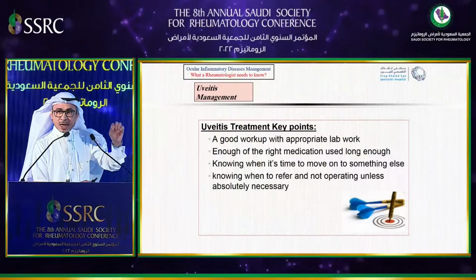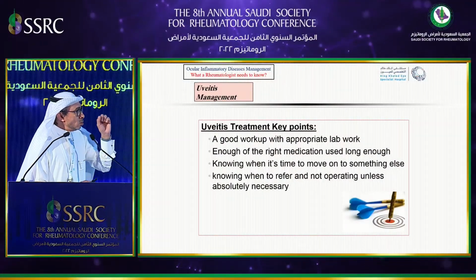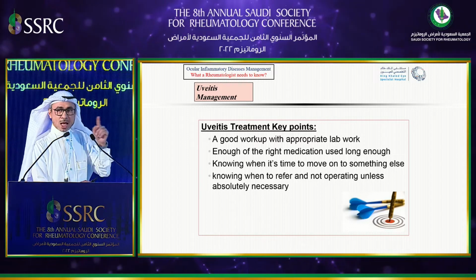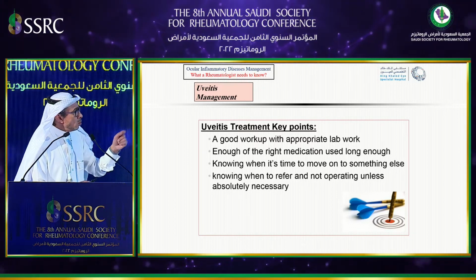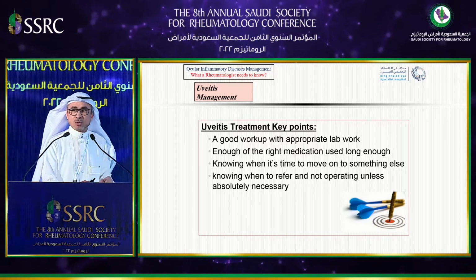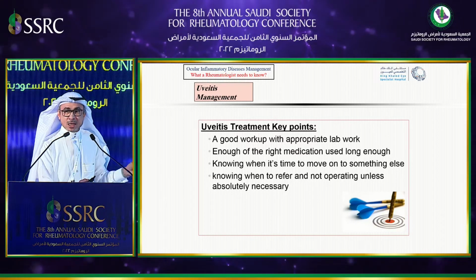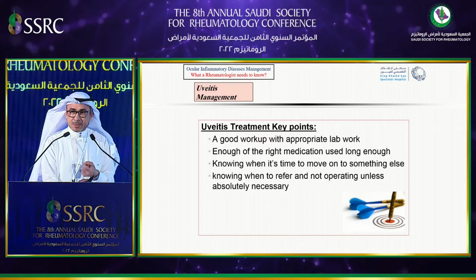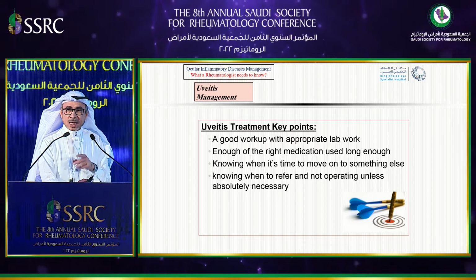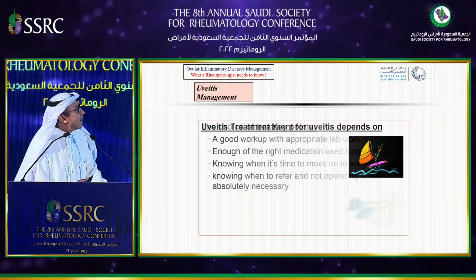So when we look at our way of dealing with the uveitis patient, usually you have to have a good workup with appropriate lab work. Then we have to have enough of the right medications, used long enough to treat our patients, and to know well when to move to another treatment or management, and when to refer, and not to operate unless absolutely necessary in these patients. Why are we saying that? Because dealing with the uveitic patient, it needs a quiet eye. Otherwise, the patient might lose his eye.